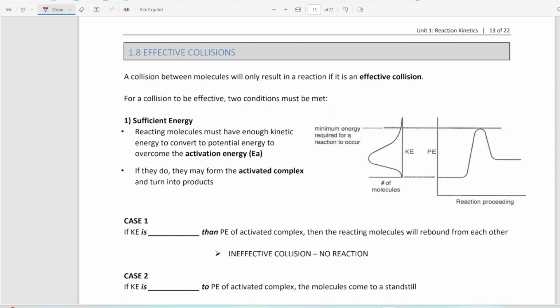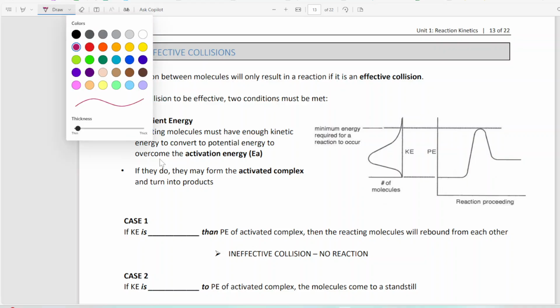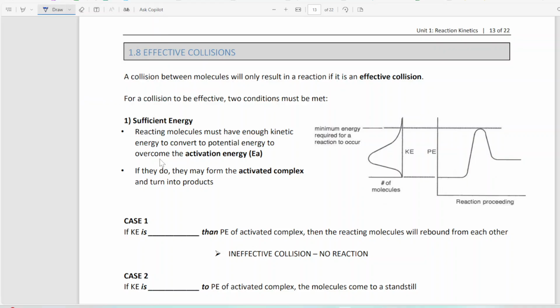Next lesson is super short. It's just to hammer home again this idea of what you need to have an effective collision. So, a collision between two molecules will only result in a reaction if it's an effective collision. For a collision to be effective, two conditions must be met.